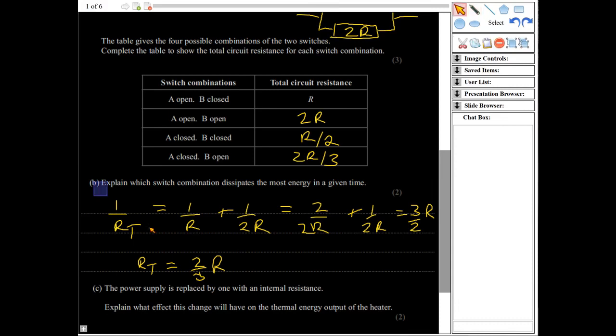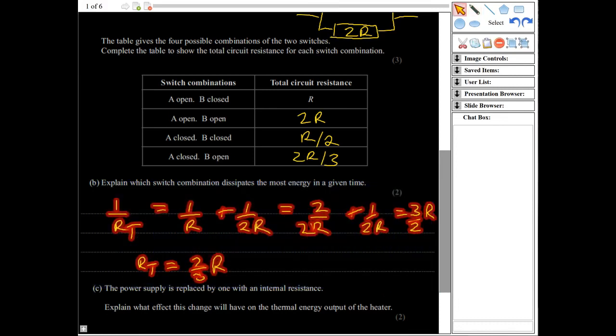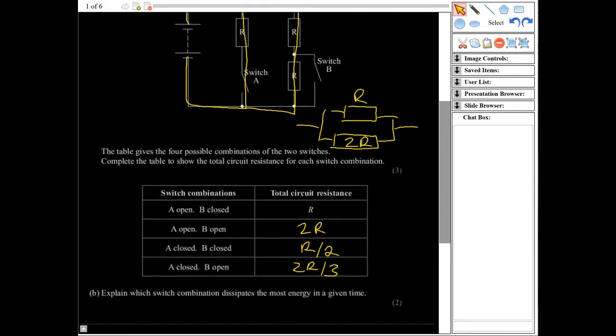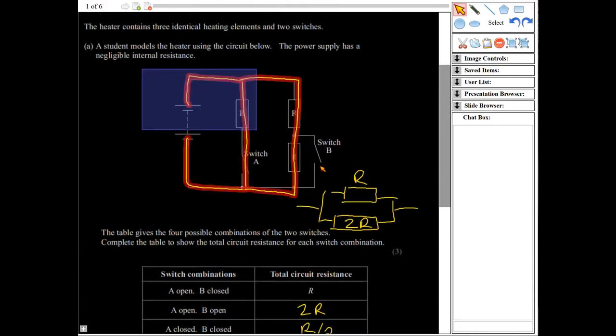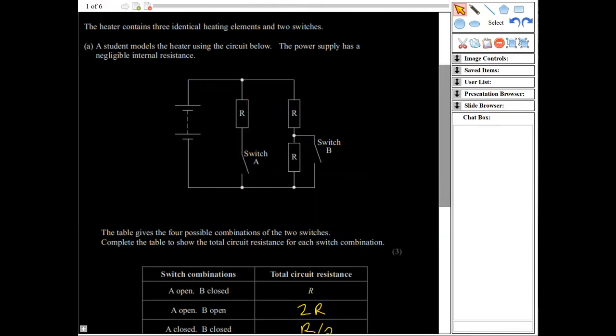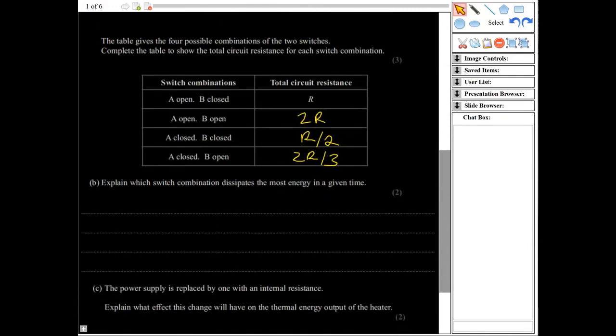Okay, I'm going to rub all that out because I don't want that. That's just my working. And we can rub out this as well. Okay, so that's done that. So we've got R for the top, then 2R, then R over 2, then 2R over 3.